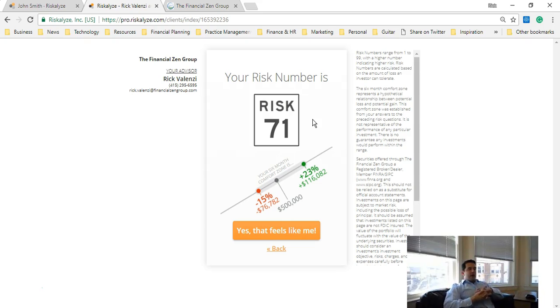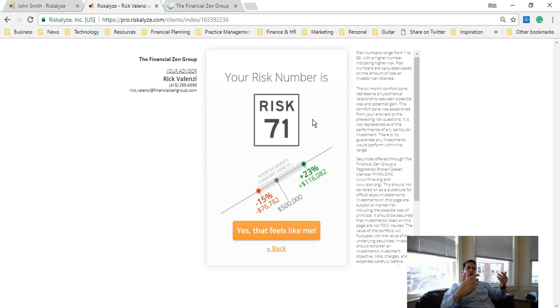Now I want to point out this risk number is as subjective as what is your favorite color. There is no right or wrong answer to any of these. It is completely subjective to what you're comfortable with. So John's 70 risk number is right for John. Susie's 50 risk number is right for Susie. There's no right or wrong.